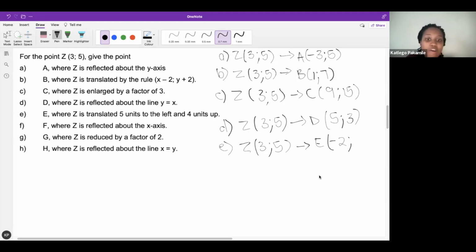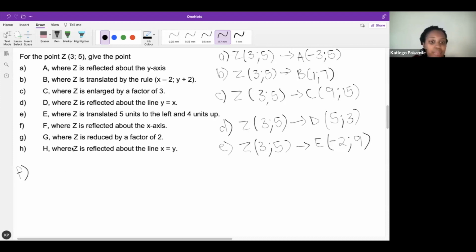And then it says 4 units up. Is going up positive or negative? It is positive. Thank you. So we're going from 5 and we're adding 4. So my new Y coordinate is 9. Beautiful. Right. We're already on F.